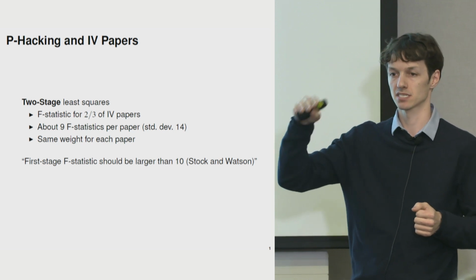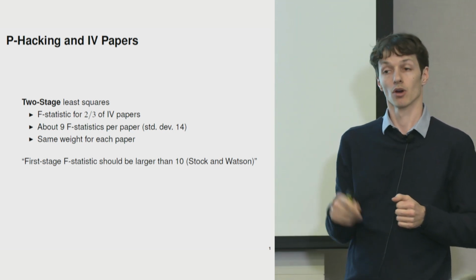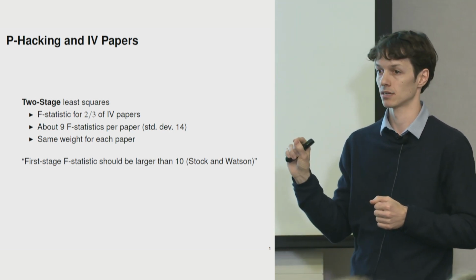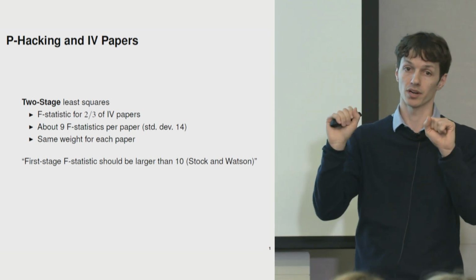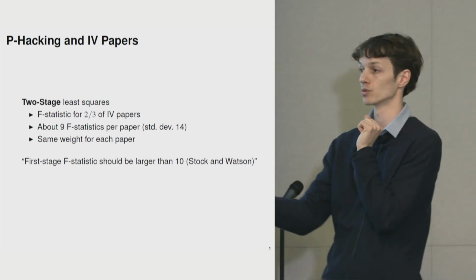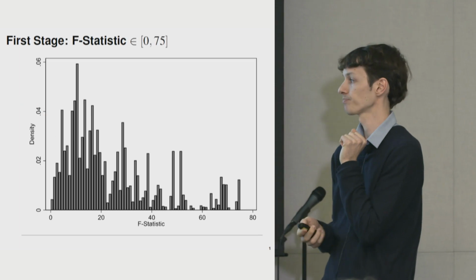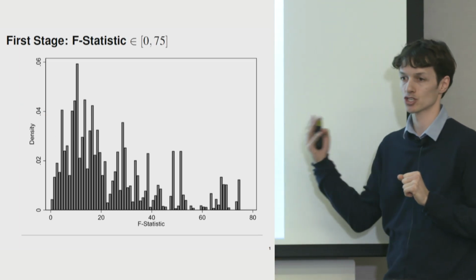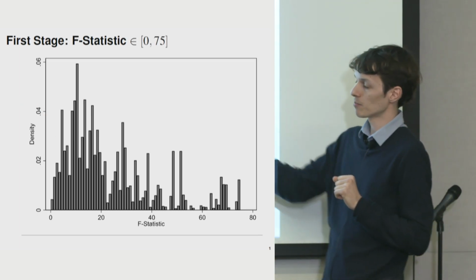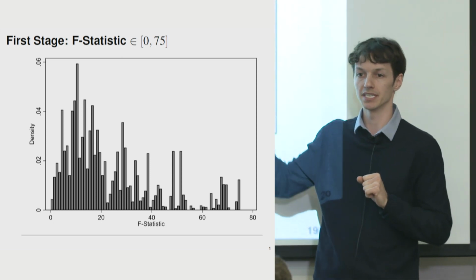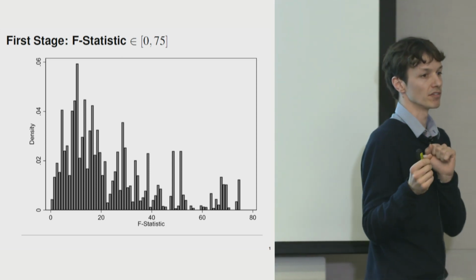We have an F-stat of this, they say it in the text, and then they move on, whereas others report it for every single test. What I'm going to do is to put the same weight on every article. And now I'm just going to show you the distribution of F-stat. Some F-stats are really large, 200, 300, but most of them are smaller than 75. So here I'm showing you the F-stat going from 0 to 75.